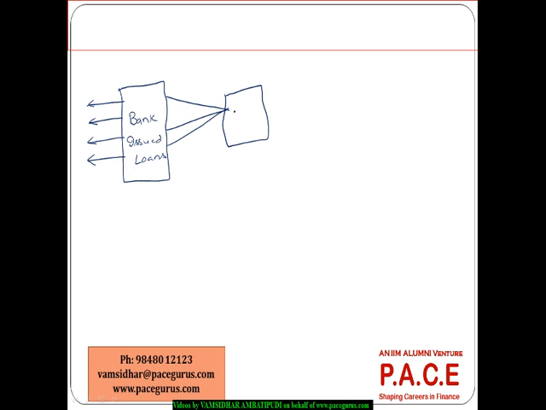Now this SPV might have been created by the bank itself. The assets are removed from the balance sheet. From the balance sheet, these assets are removed and are transferred to this SPV. Now, for the SPV, whatever assets it had, it uses those assets as a base, and it actually issues the bonds in the capital market, right?